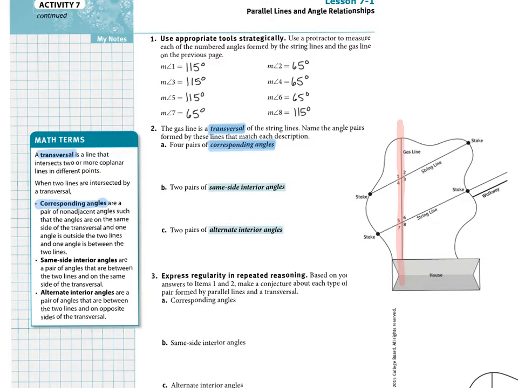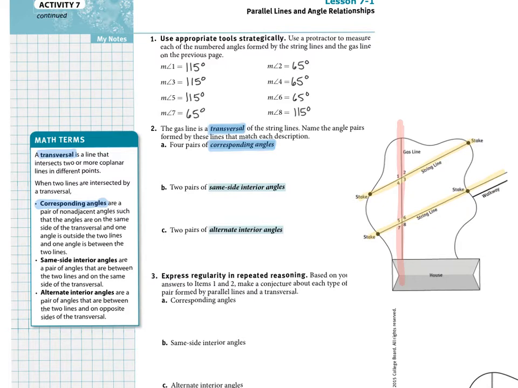So it also tells us that one angle is outside the two lines. So remember our two lines that we have here, right? Our two parallel lines. So one is going to be outside of it. So think of in between the two parallel lines as the space inside here, and outside of it is going to be the space outside here. Okay, so one of the angles is on the outside and one is between the two lines.